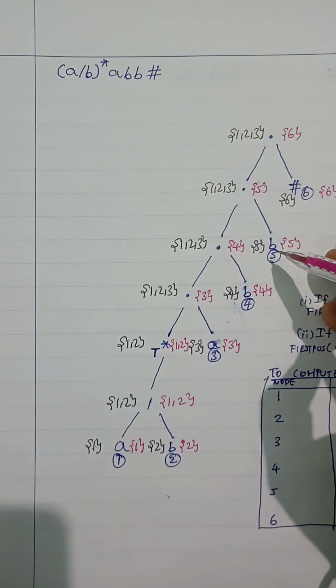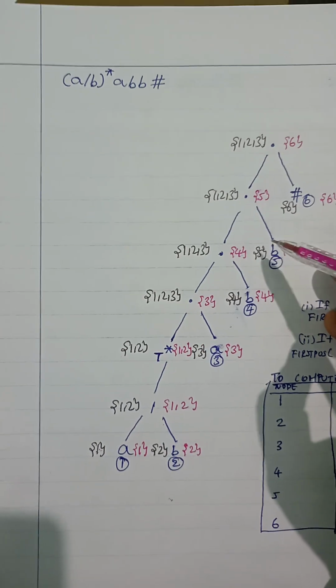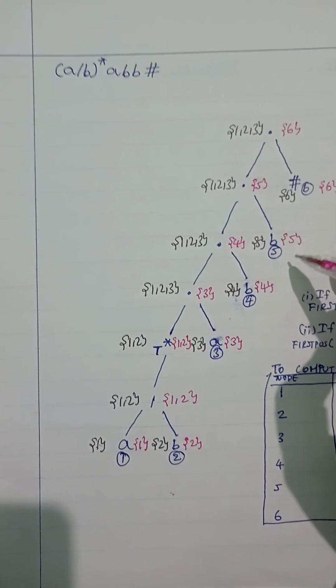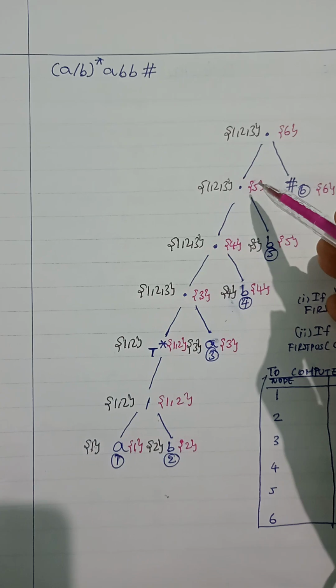What is nullable of C2? Nullable of C2 is false. In case of nullable of C2, what is last position? The last position of C2 is 5. So I have written 5.